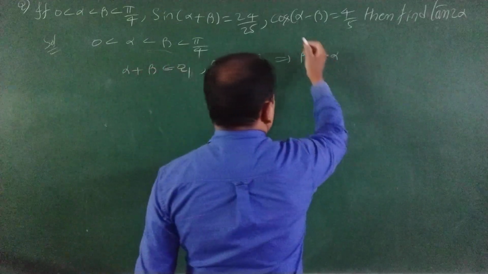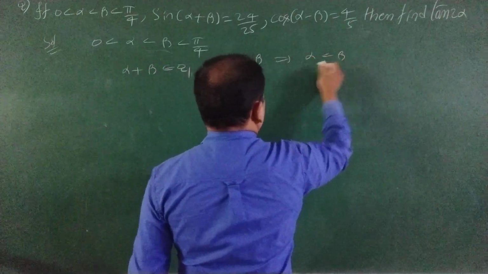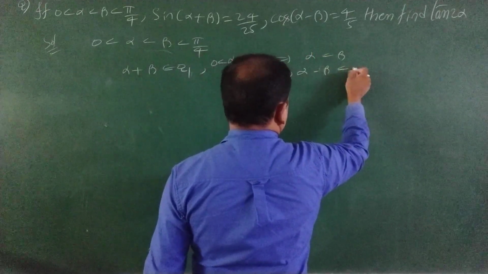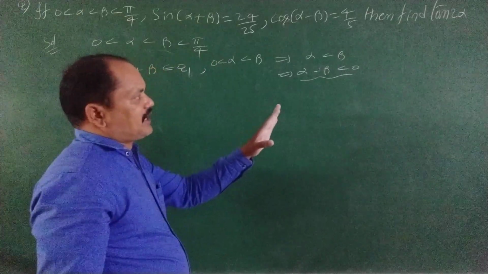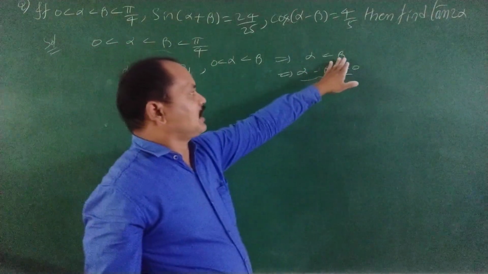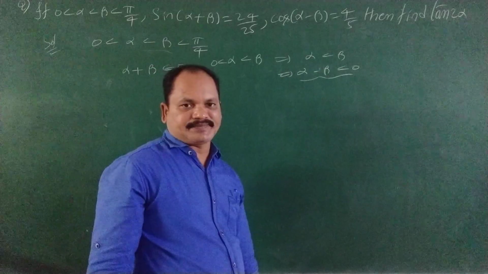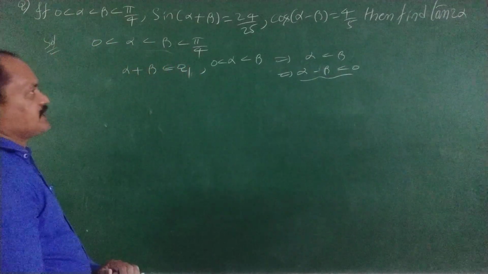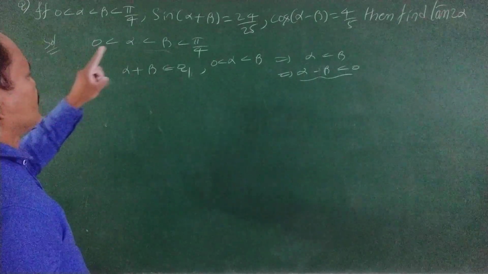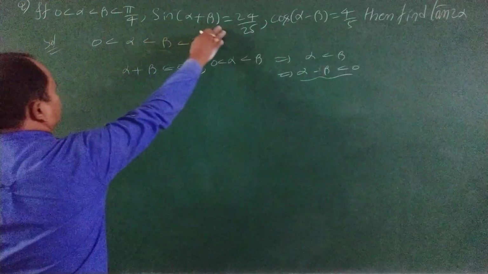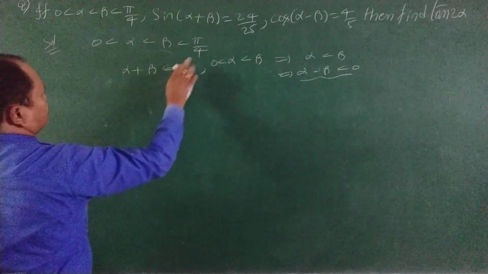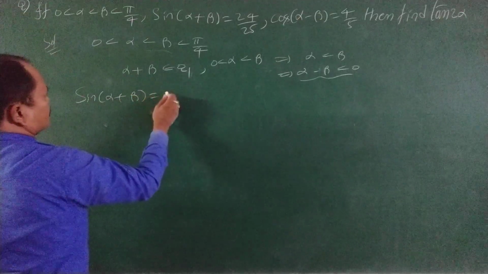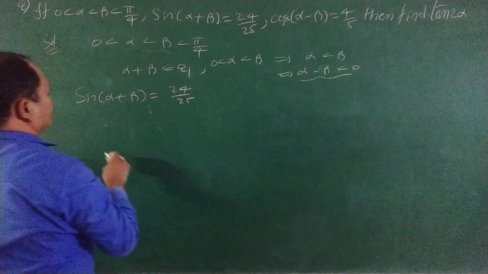That means alpha minus beta is less than 0. Alpha minus beta is negative. So we have to take sin(alpha + beta), where alpha plus beta belongs to Q1, and sin(alpha + beta) is equal to 24/25.